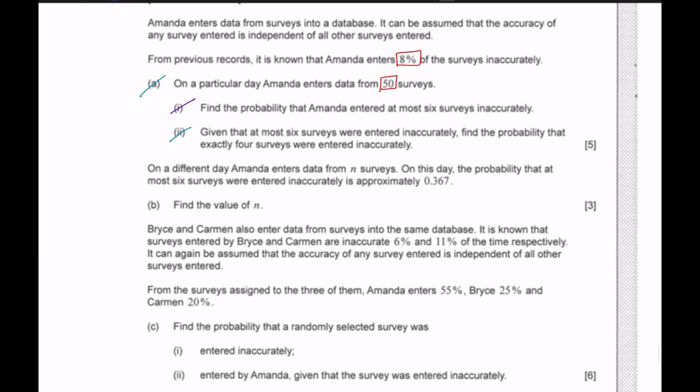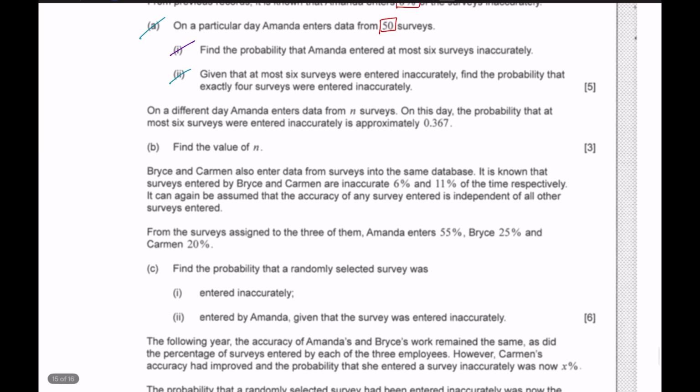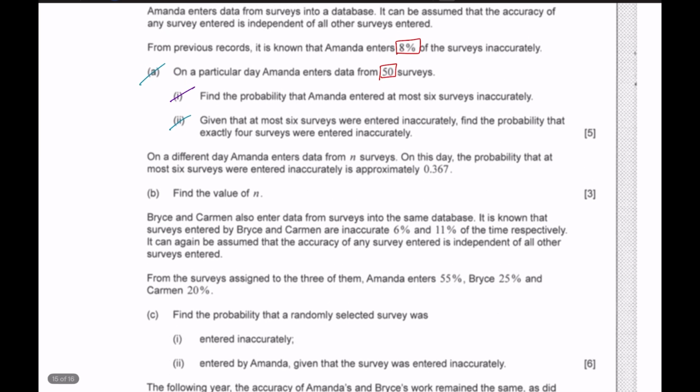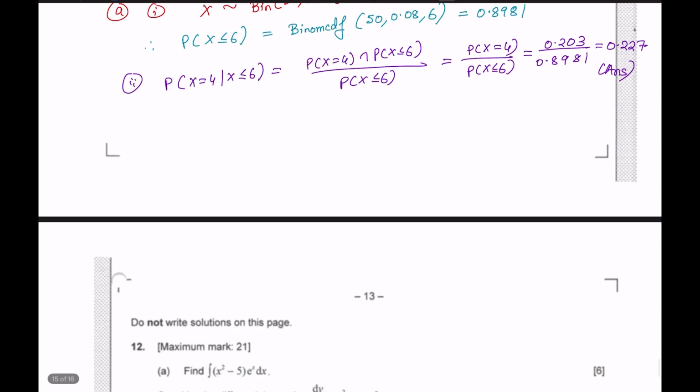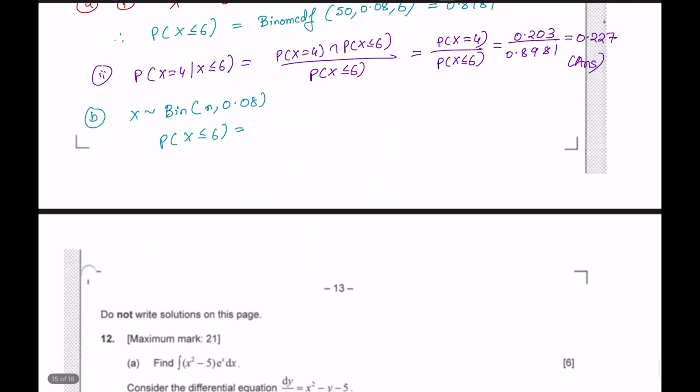So A1 and A2 done. Next, on a different day, Amanda enters data from n surveys. On this day, the probability that 6 surveys were entered inaccurately is 0.367. Find the value of n. Okay, for this part, we have to use a trial and error approach. To show you how exactly to do this, x is binomial n comma 0.08, and I know P of x less than or equal to 6 is given as 0.367.